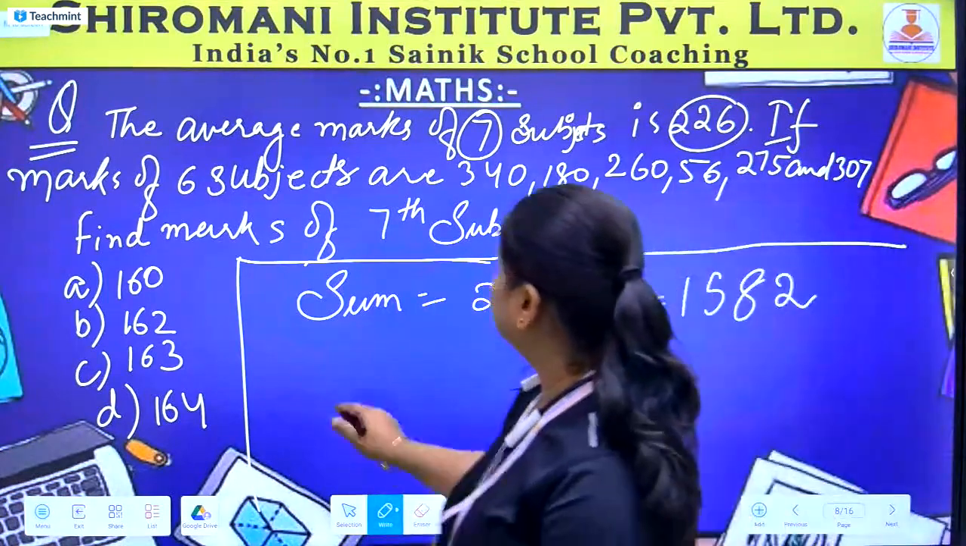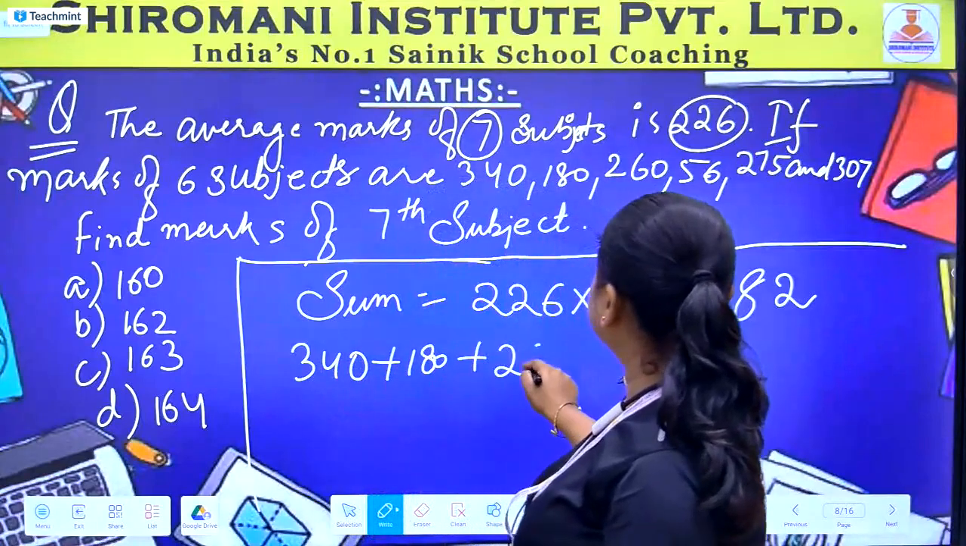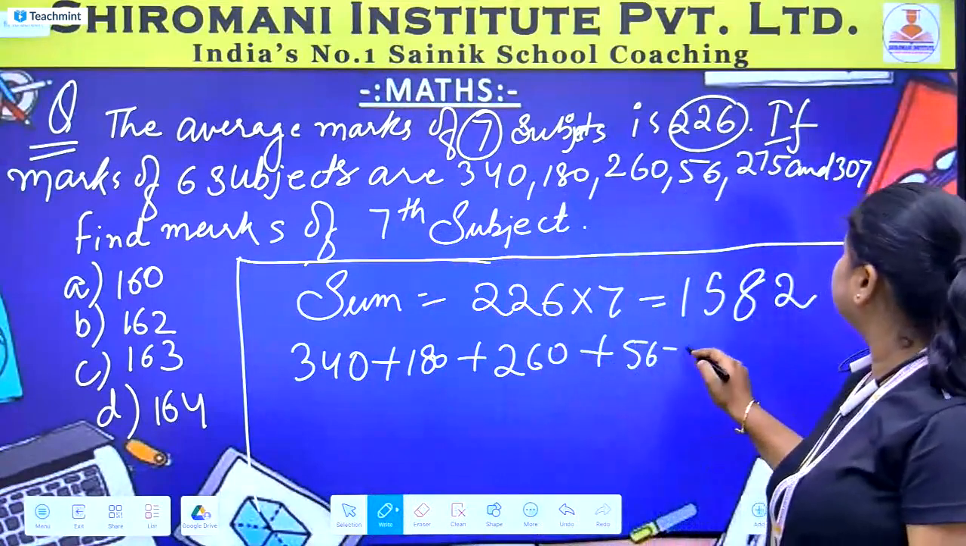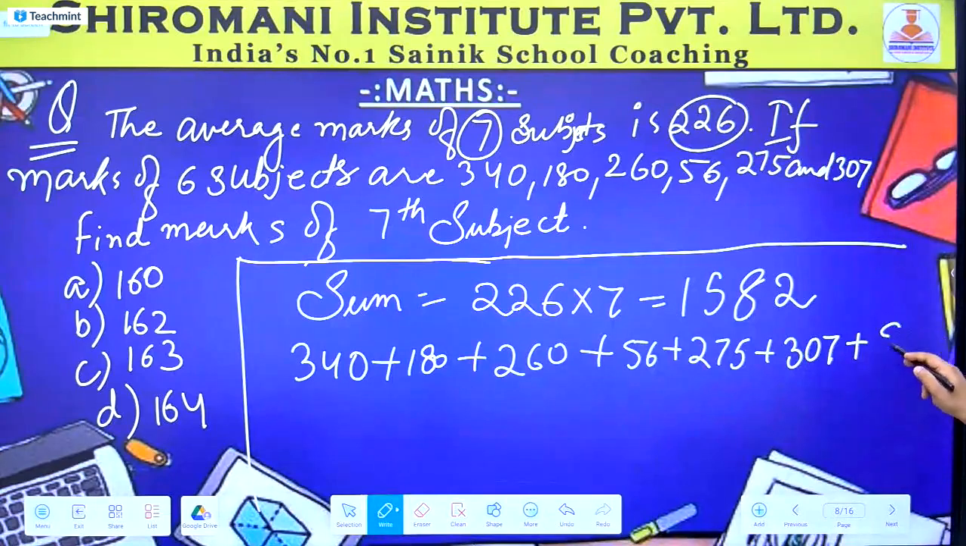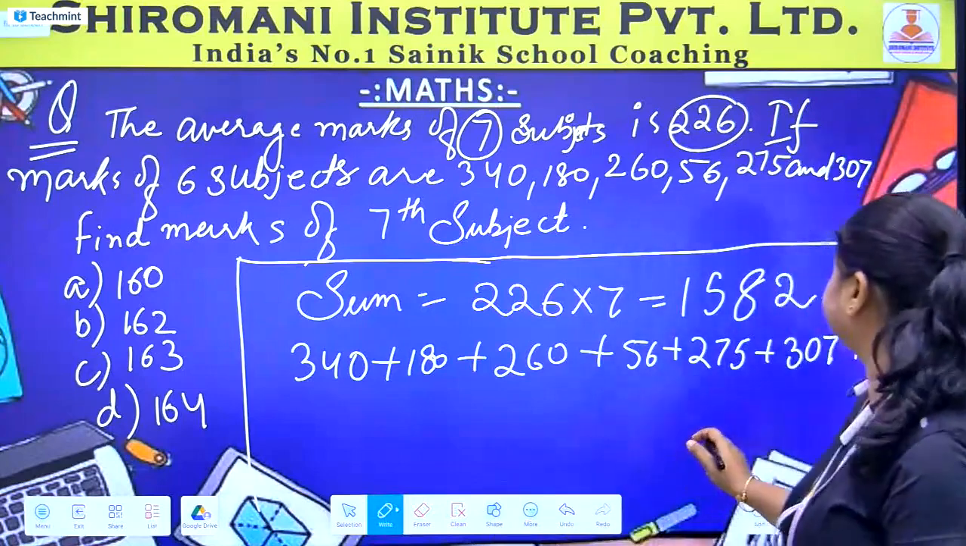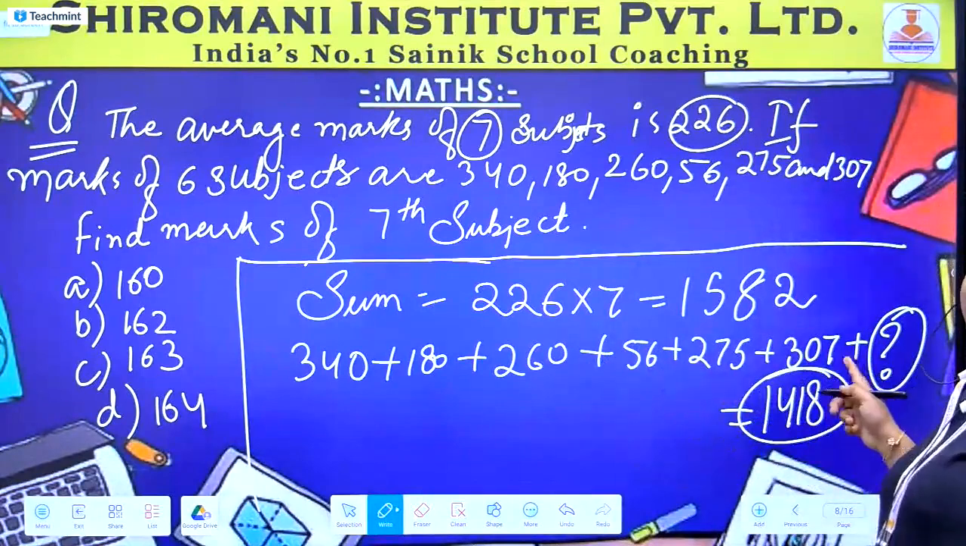6 subjects' marks: 340 plus 180 plus 260 plus 56 plus 275 plus 307. I don't know what the seventh one is. And when I add 340 plus 180 plus 260 plus 56 plus 275 plus 307, I get 1418. 1418 is the total sum of these.